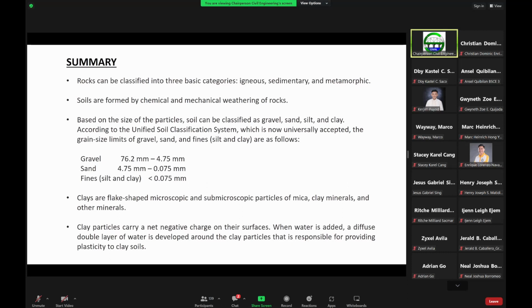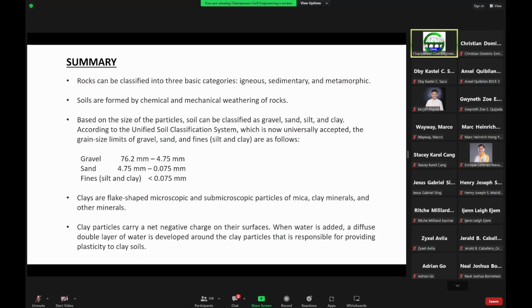According to the USCS system, which is now universally accepted by geotechnical engineers all over the world, the grain size limits of gravel, sand, and fines, which are the silts and clays, are as follows. From 76.2 millimeters to 4.75 are gravels. Sands are 4.75 to 0.075 millimeters. Then the fines, which are the silts and clays, are less than 0.075, according to the USCS system.